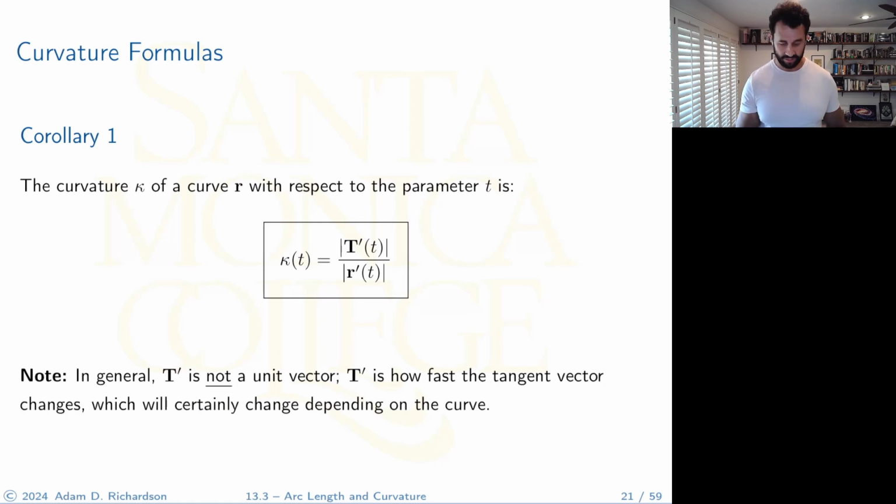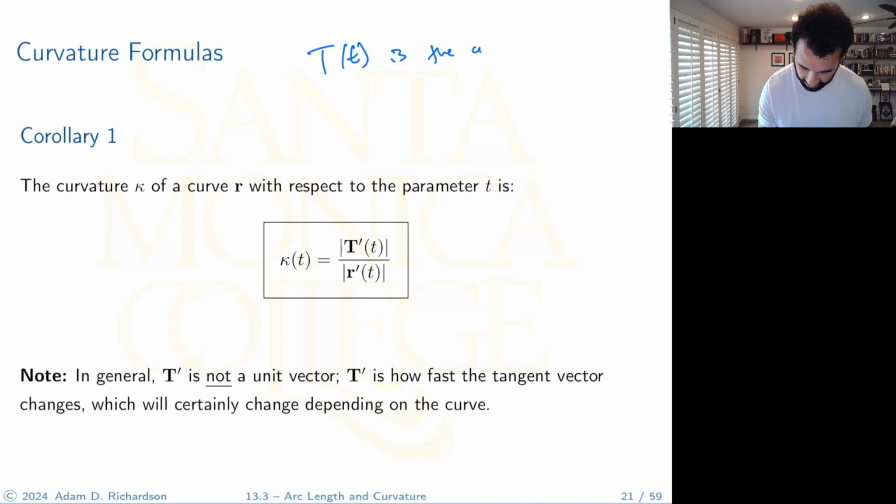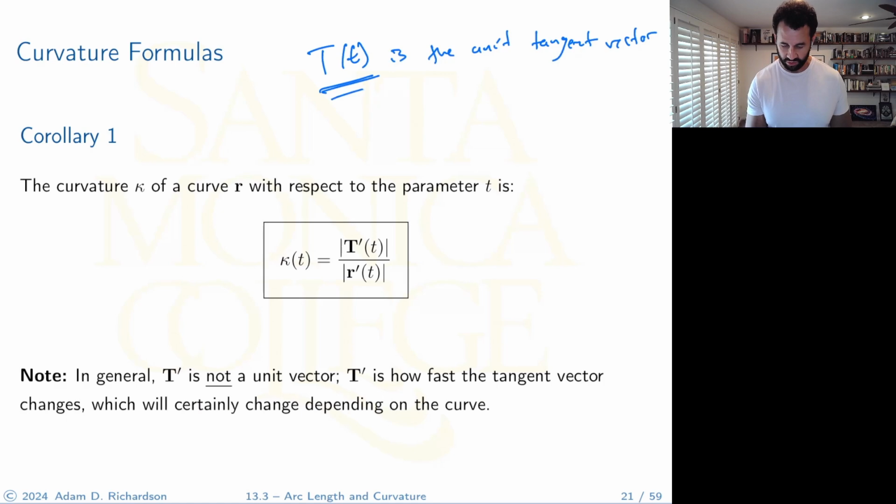Okay, now let's talk about this note. I have a tendency to mix these types of things up because there are so many t's and little t's and big t's and primes, so this helps me keep things in line in my head. In general, T prime is not a unit vector. So this is one thing to keep in mind. Remember that T of t is the unit tangent vector.